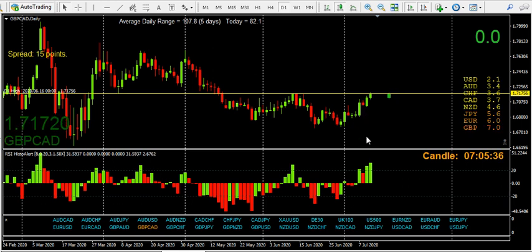It's nothing to do with the method. The method, as you know, is just drawing the levels on the chart as it looks and then just waiting for the price to break through them and trade accordingly. So that's the trade plan, as it were.